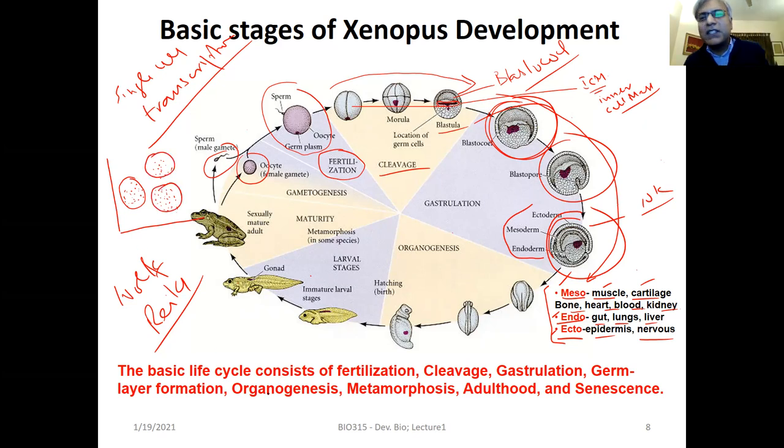Go and find this. This is beautiful paper. And so what we learned is that gastrulation not only involves the reorganization of the cells into different cell types, but also the embryo becomes a three-dimensional structure from a two-dimensional one.